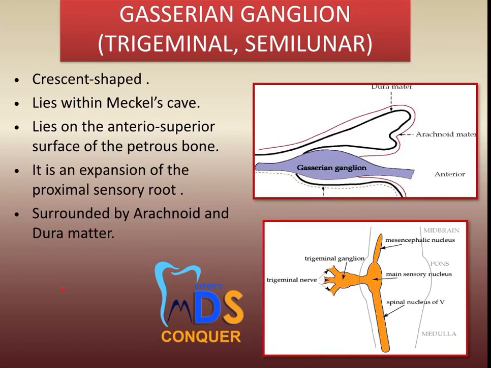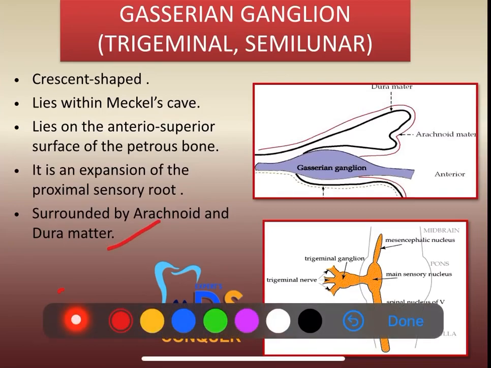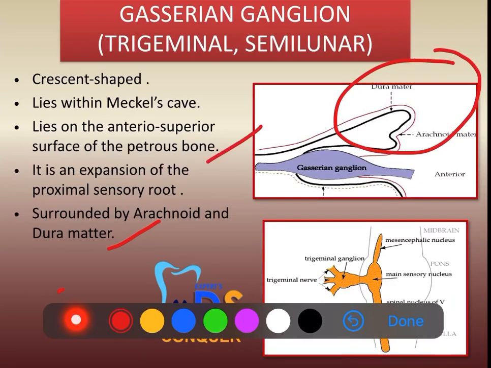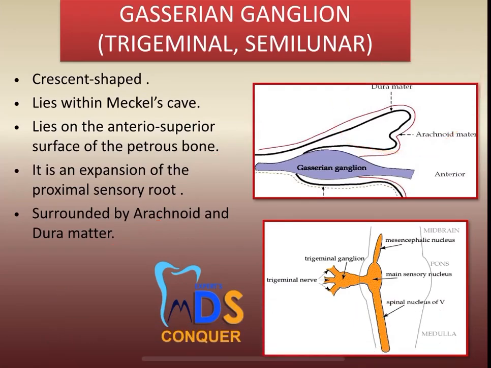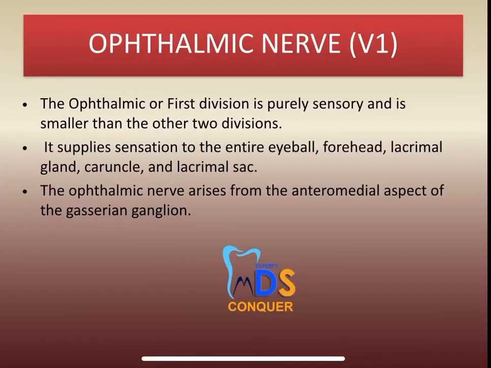So especially you have to write this part, that it is surrounded by arachnoid and dura mater as shown in the picture, so you can highlight that. Okay, and also it lies on the anterosuperior surface of the petrous bone. So all these points you have to put in there. So coming to the main branches, it is trigeminal, so it has three main branches, that is the ophthalmic, the maxillary and the mandibular.